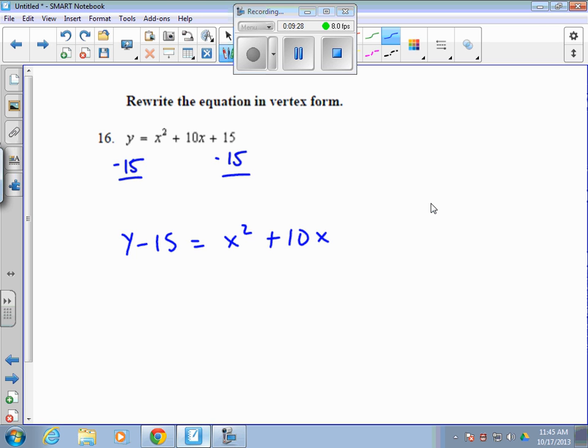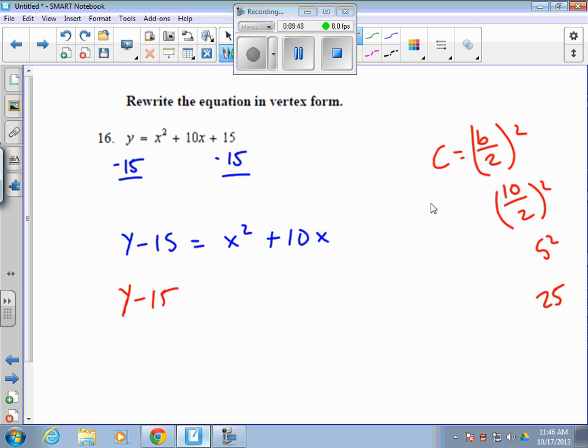And you need to find c. Again, c is b over 2 squared. B's value, a is 1. B is 10, so 10 over 2 squared is 5 squared, which is 25. So we have y minus 15 equals x squared plus 10x plus 25 when we add in plus c. But you have to put it on the other side as well, or you'll throw the balance off.